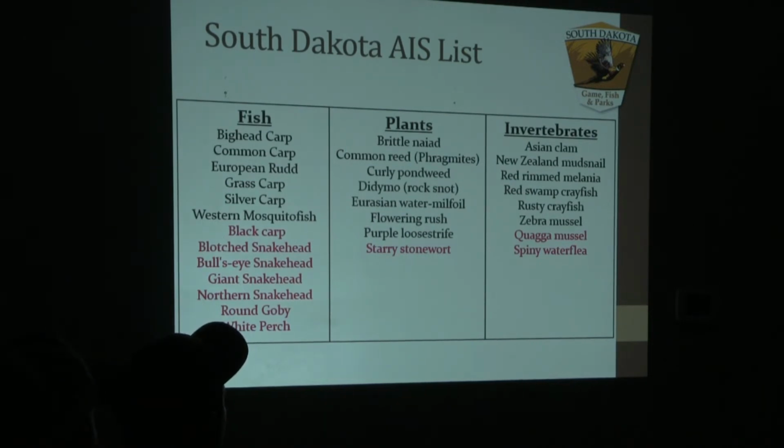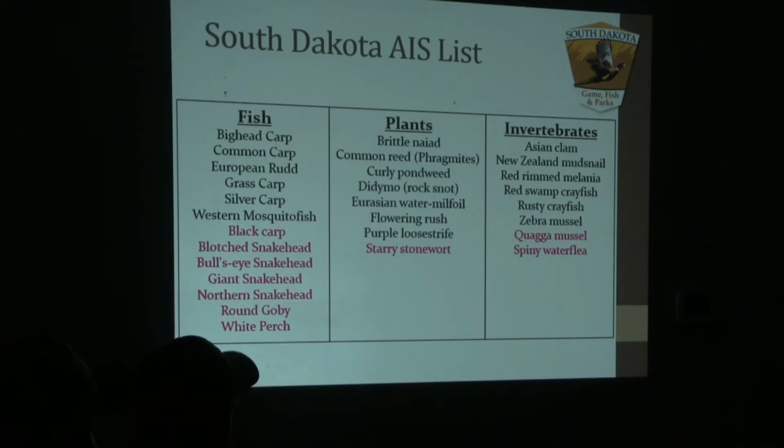All right, here is a list of South Dakota's aquatic invasive species. In black, you'll see what is present here in the state, and then in red is what is encroaching on South Dakota. So for our fish species, we have several different carp species: bighead carp, common carp, grass carp, and silver carp. And then we also have European rudd and western mosquitofish. The fish labeled in red we'll discuss later on in the presentation.